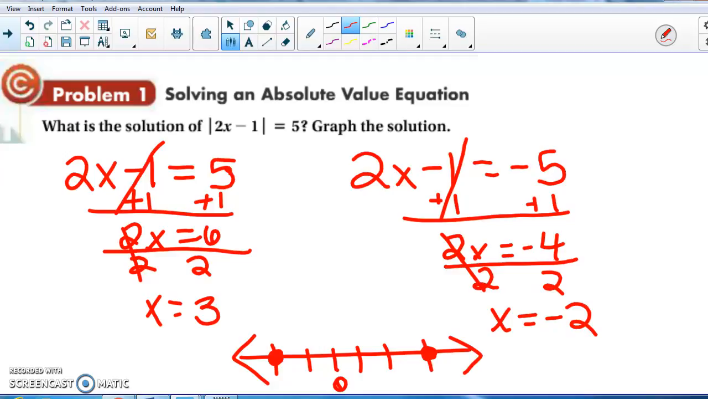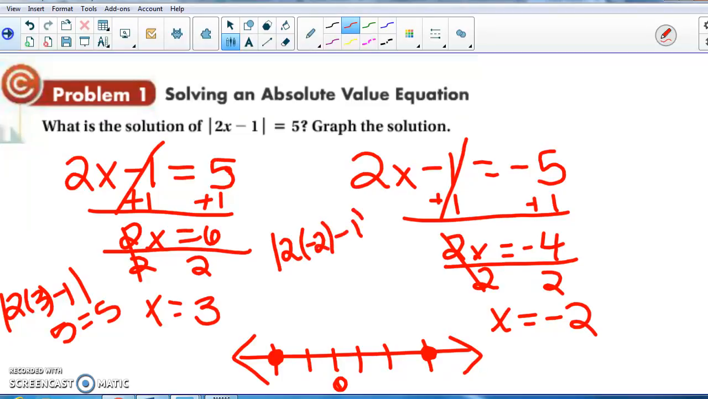So take 3 and plug it in. 2 times 3 minus 1 is 6 minus 1 is 5. The absolute value of 5 is equal to 5. And negative 2: the absolute value of 2 times negative 2 minus 1. Negative 4 minus 1 is the absolute value of negative 5 is equal to 5. Check. They both work, so they are both our solutions.